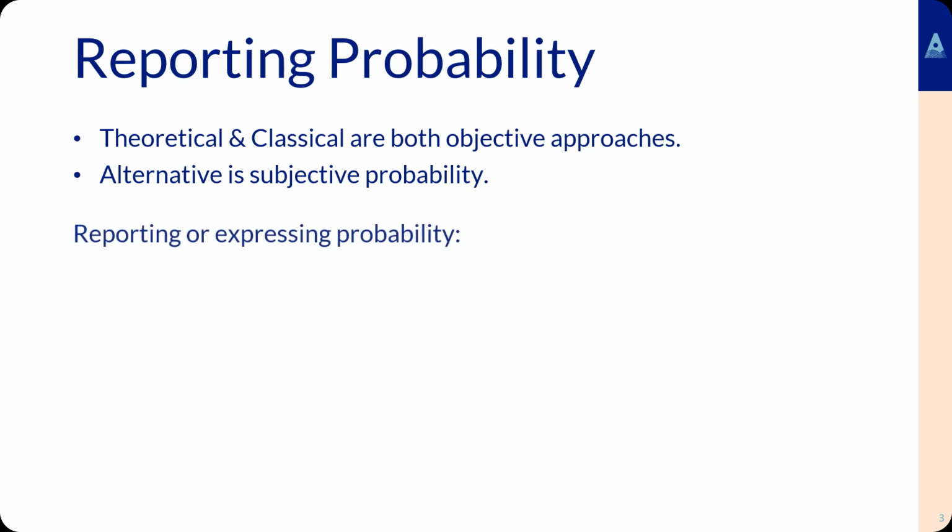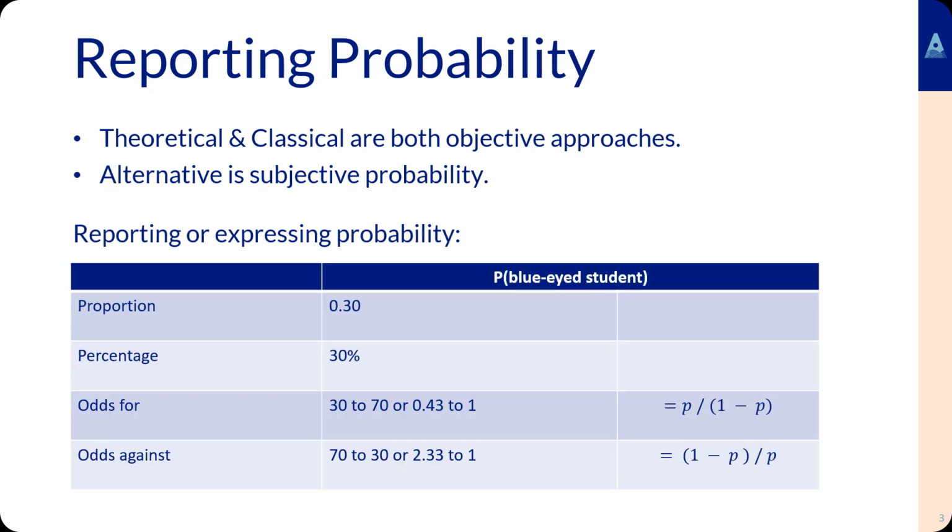We have to report or express probability, and there's a number of ways of doing that. So for instance, the probability that a student is blue-eyed, we can express that as a proportion, so we can say it's 0.3. So 0.3 of the students are blue-eyed. We can express that as a percentage, 30%. We can express it as the odds for something, as in gambling odds. So it's 30 to 70 or 0.43 to 1. And the calculation is equal to P over 1 minus P. We can also express it as the odds against, which is 70 to 30 or 7 to 3 or 2.33 to 1, which is 1 minus P over P.